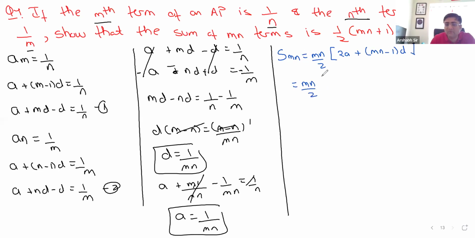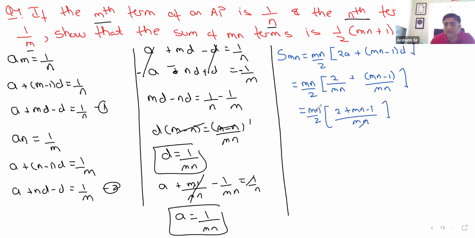So mn by 2 into 2 times a plus mn minus 1 into d by mn. So this will become mn by 2 into 2 plus mn minus 1 by mn. mn cancels. This will become mn plus 1 by 2. So we get the sum of mn terms is half times mn plus 1, and exactly this is what we had to prove.